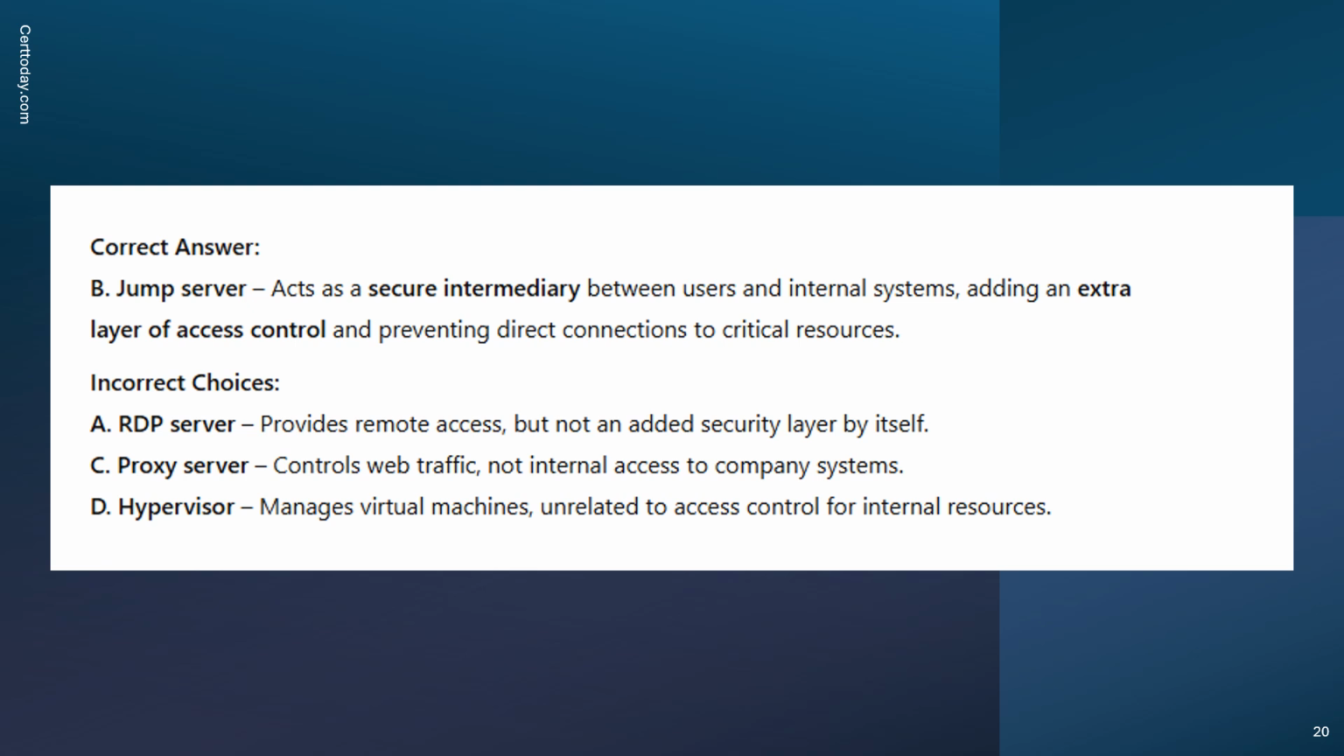A is incorrect because an RDP server provides remote access, but not an added security layer by itself. C, a proxy server, is incorrect because it controls web traffic, not internal access to company systems. And D, hypervisor, is incorrect because a hypervisor manages virtual machines and it's unrelated to access control for internal resources.